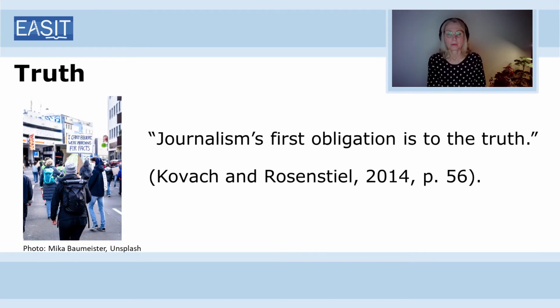The truth. You remember that Kovac and Rosenthal wrote that the primary purpose of journalism is to provide citizens with the information they need to be free and self-governing. In their book, they list 10 principles that you need to fulfill to do this. I will only talk about the first and the seventh principles. So the first one is, journalism's first obligation is to the truth.